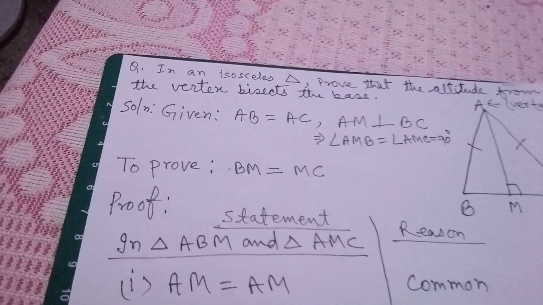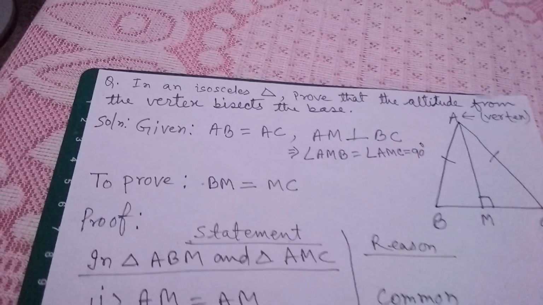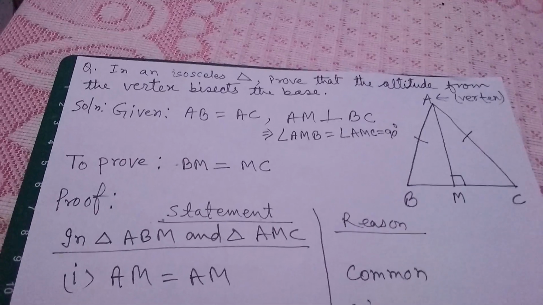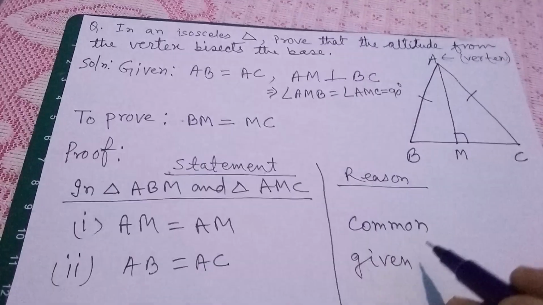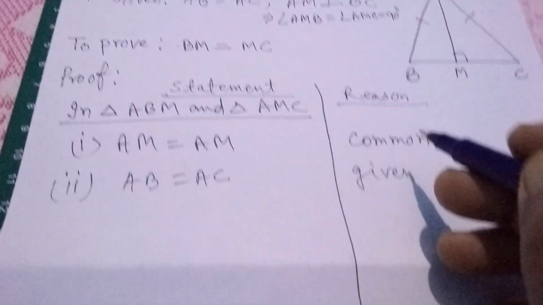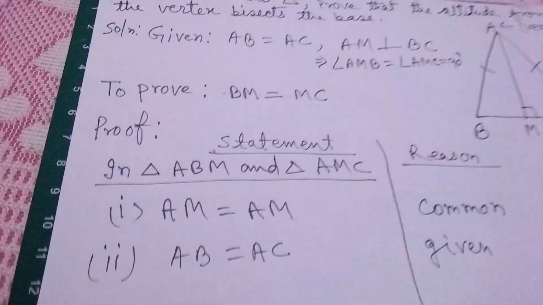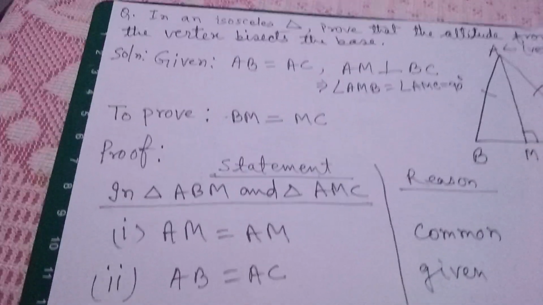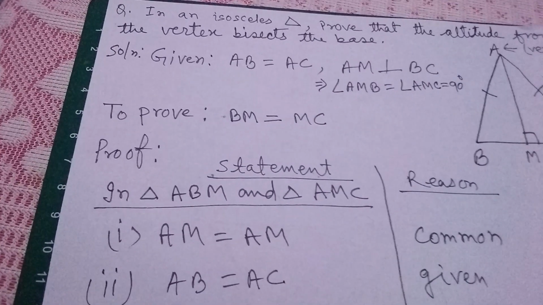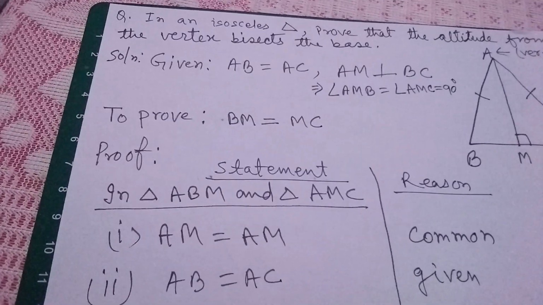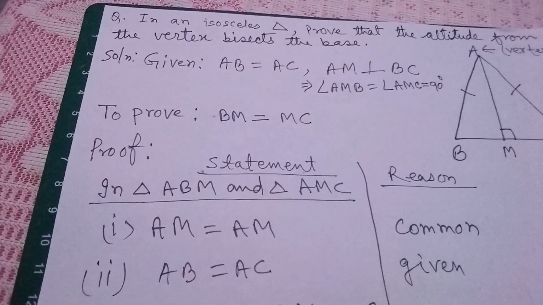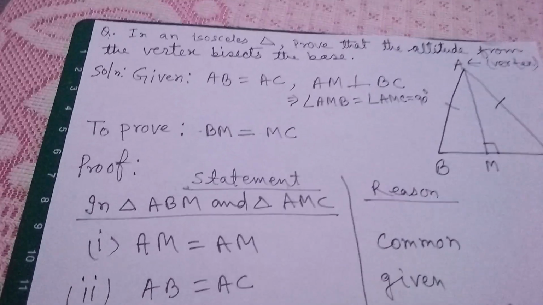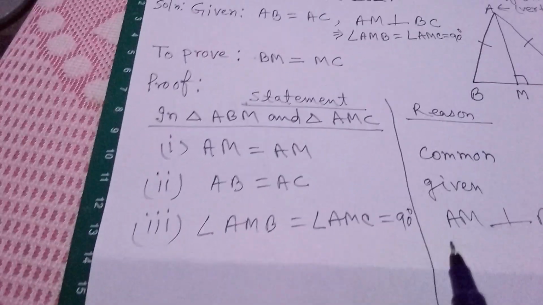The second thing that we know, AB equals AC. Why? The reason is, it is given. Because it is an isosceles triangle. In an isosceles triangle, two sides are always equal. And the third thing that we have is angle AMB equals angle AMC, and that is 90 degrees. What is the reason? The reason is AM is perpendicular on BC. Now you find we have got three things.